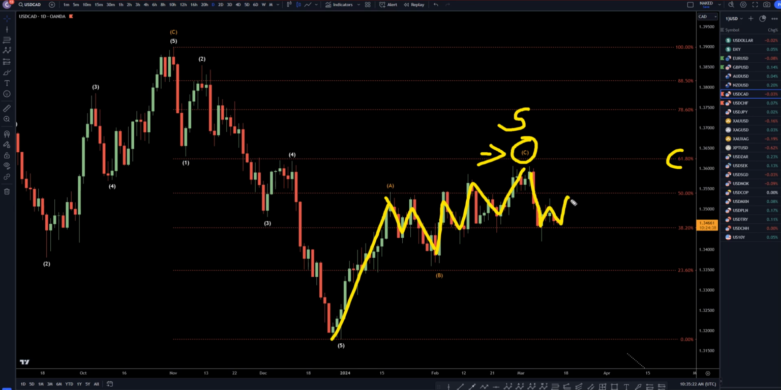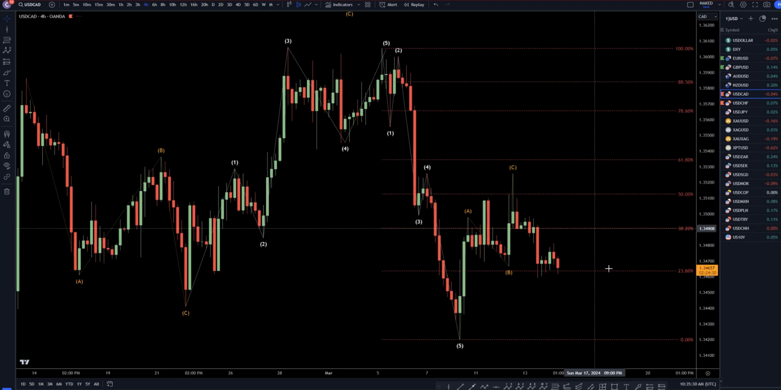And if that's the case, then this move is definitely going to be a descent to the downtrend, like a 1, a 2, and a wave 3. So let's take it right down to the 4 hour time frame.